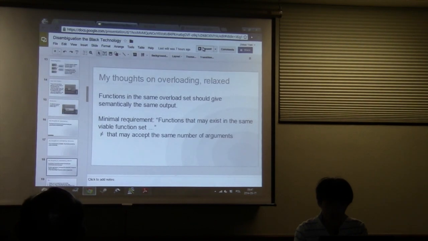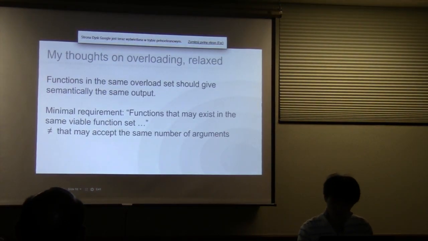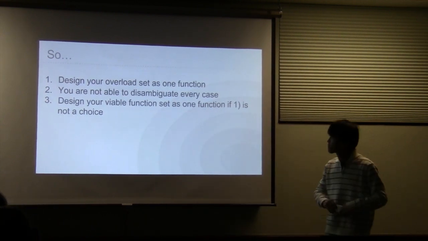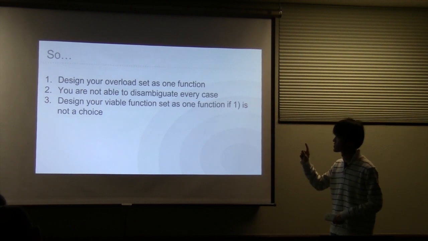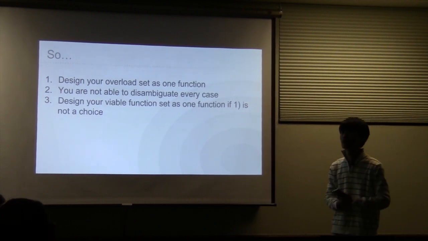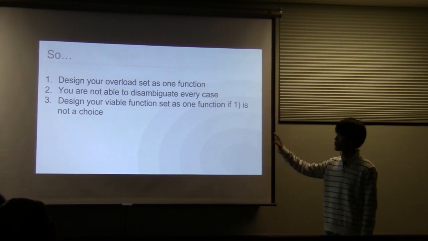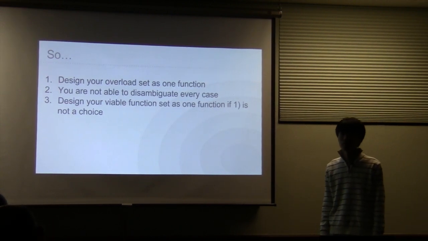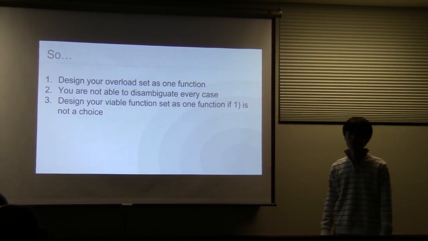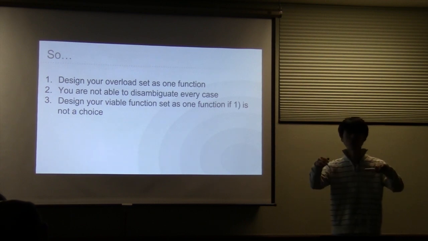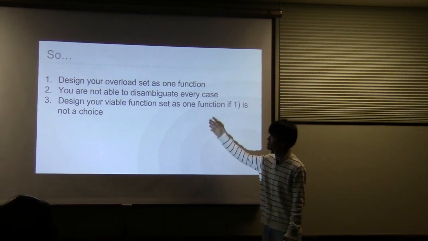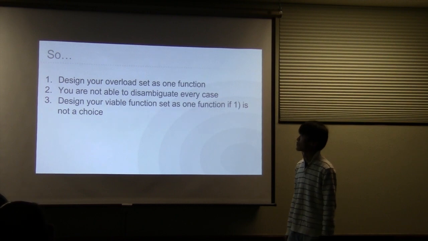Where is my slides? Okay. So here's how I answer the question. First, try to design your function overload set as one function. Try, but you might not get it. You're not going to be able to disambiguate every case. Because, like the piecewise constructor stuff, all other arguments are parameterized, have the same number, you have the same input types. How do you disambiguate that? That's impossible. But we have a workaround: we can change the number of inputs. If you cannot make it as one function, make the first one, try the third one. Design a viable function set as one function.